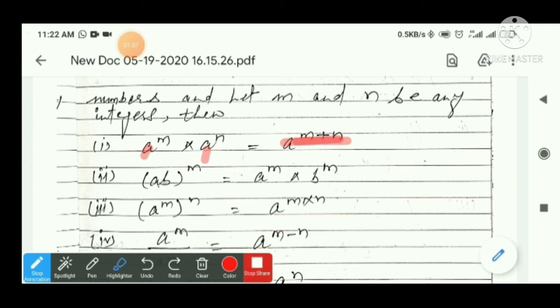And now the second identity is (a multiplied by b) raised to m. So it will be a raised to m multiplied by b raised to m. Okay. The third identity is (a raised to m) raised to n.